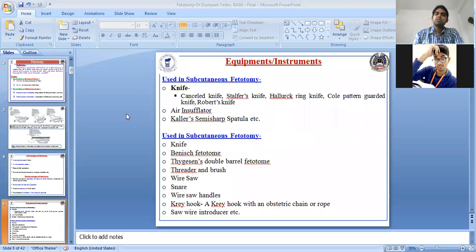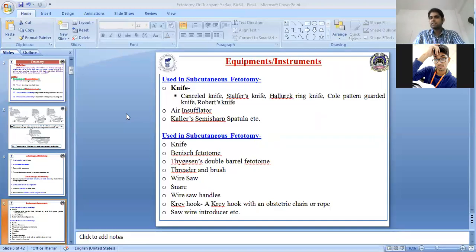And what equipment is used in fetotomy? When you use subcutaneous fetotomy, there are instruments like the pencil knife, Stalfer knife, Halax ring knife, and Polypatin guarded knife, and some other knives. Why the knife? To cut the underlying muscle layer and other things.